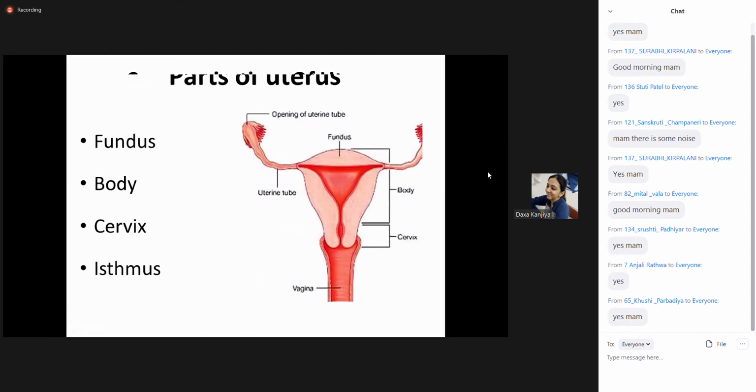Now let us see the anatomical parts of the uterus. The whole uterus is divided into four parts. The upper dome-shaped portion, as seen here, is the fundus. Then the body of the uterus, and the lower portion is called the cervix. The portion between the body and the cervix, the junctional point, is called the isthmus. And this is the vagina.